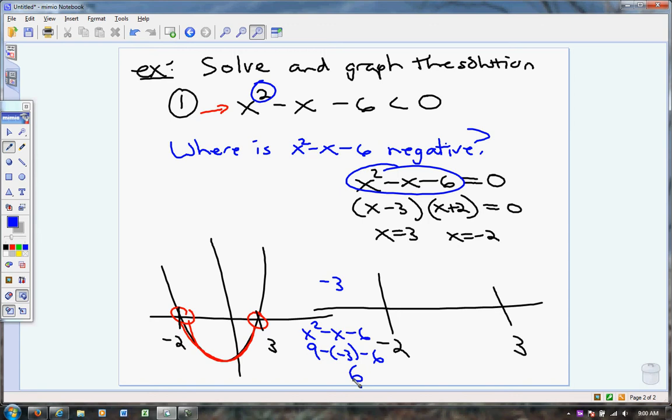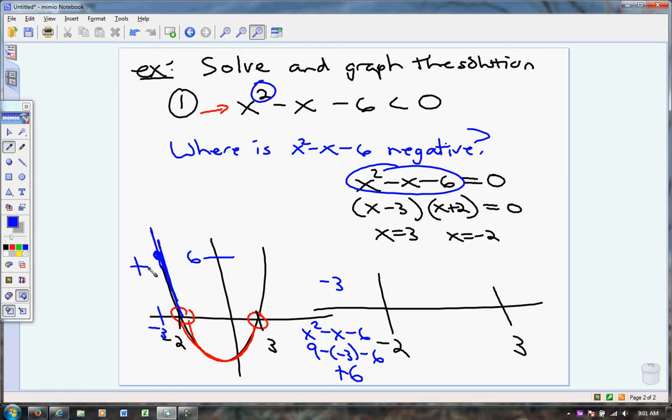And all we need to know is, is it positive or negative? That is a positive 6. That verifies what we thought. Over here at negative 3, the value of this function is positive 6. So over here, it's positive.